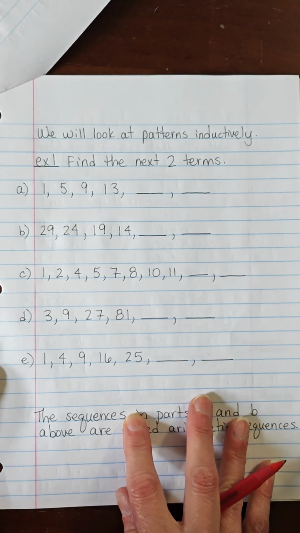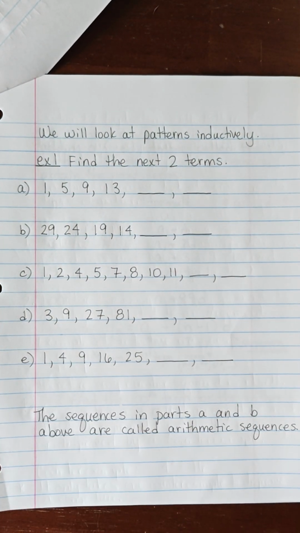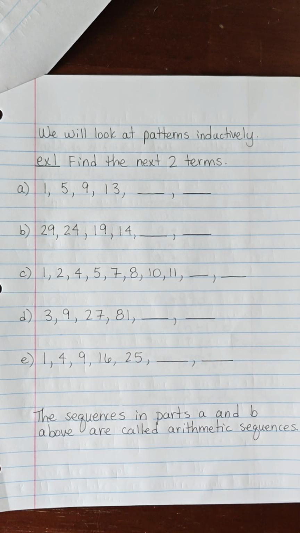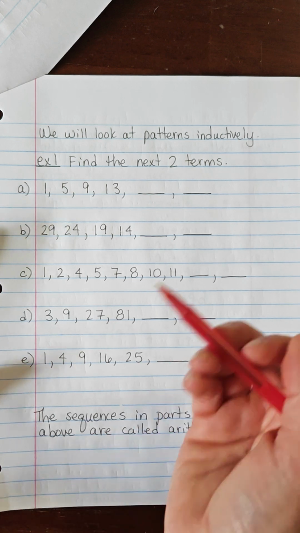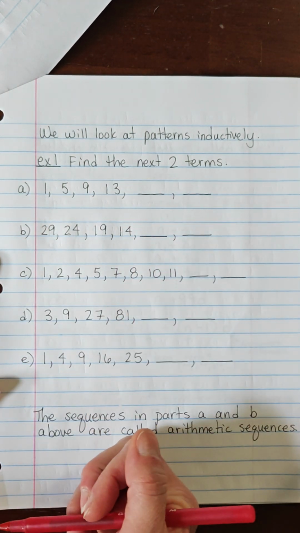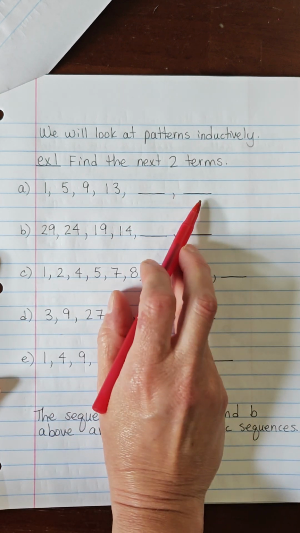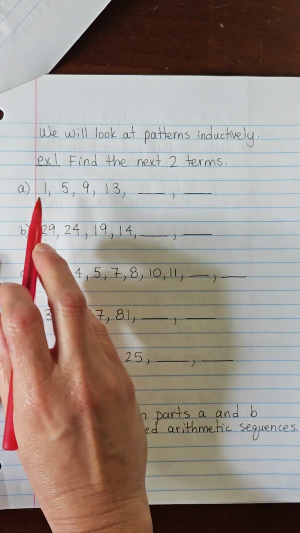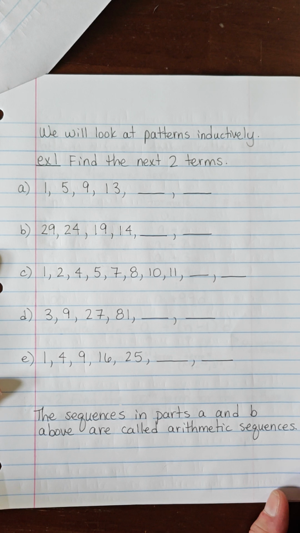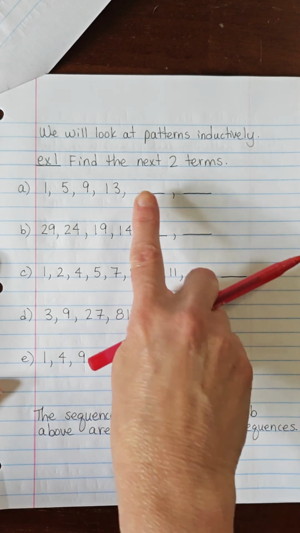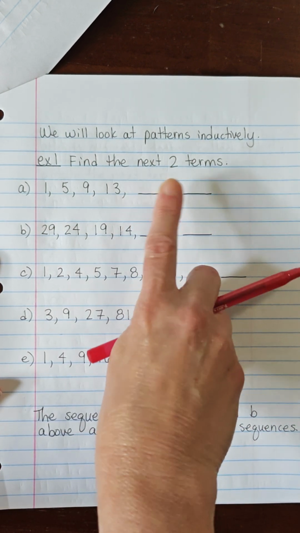Let's look at patterns inductively. Okay. That means we're just going to make this assumption based on the collected data. We're just going to hope that they're true. So let's find the next 2 terms. So we got the pattern 1, 5, 9, 13, blank, blank. So take a second. See if you can figure out what that next term would be. See if you can find the next 2 terms.